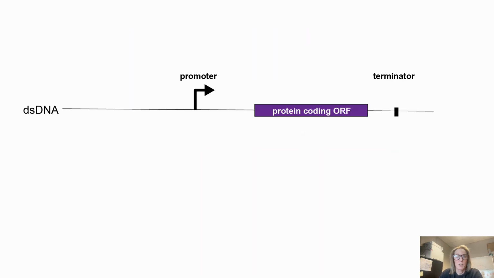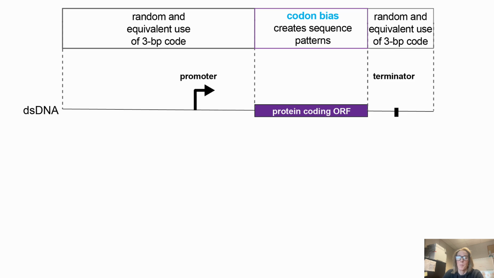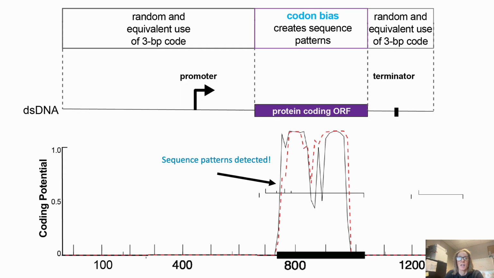In summary, in regions of the genome that do not code for protein, such as intergenic regions, 3 base pair code will occur randomly and equivalently. But in open reading frames that code for proteins, the preference for certain codons over others will create sequence patterns that can be detected as coding potential by programs such as Glimmer or GeneMark.